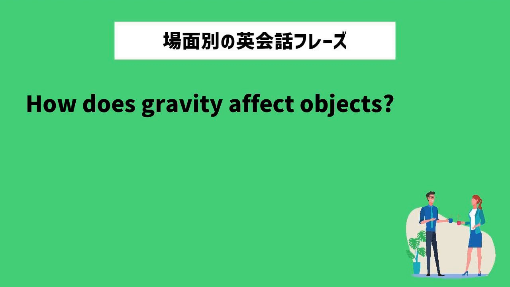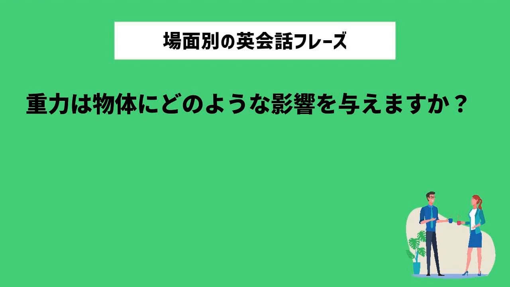How does gravity affect objects? 重力は物体にどのような影響を与えますか?